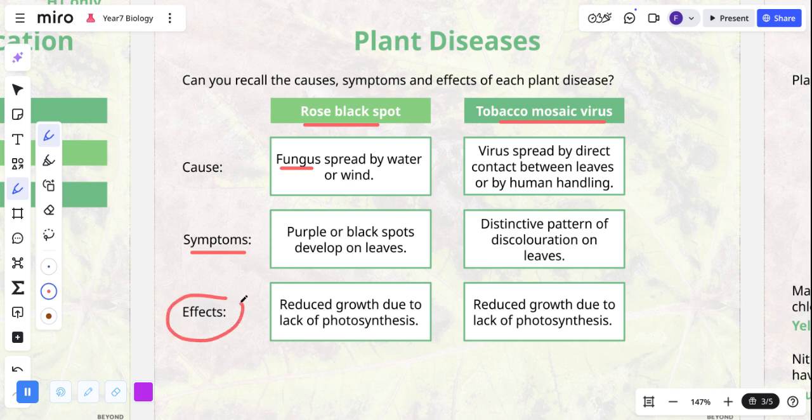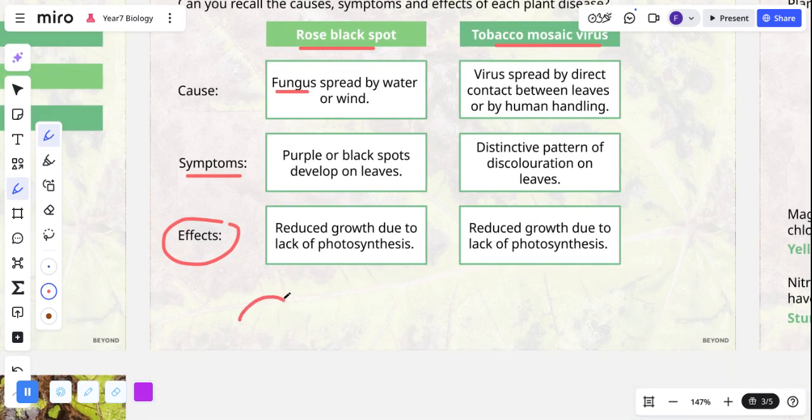And the effect of it is that plants use sunlight to make food, and here's a leaf. Plants use sunlight through photosynthesis to make sugar, to make glucose. If they've got black spots, they can't make enough because it's not green, and it's the green chlorophyll, the chloroplasts, that photosynthesize. So the plant has reduced growth. It is stunted, or it doesn't grow as well. It doesn't matter which term you use, it's just smaller than it should be. And that's because there's not a lot of photosynthesis.